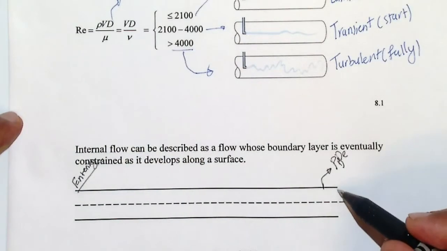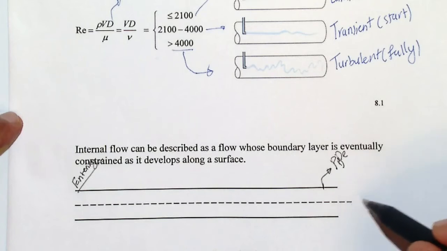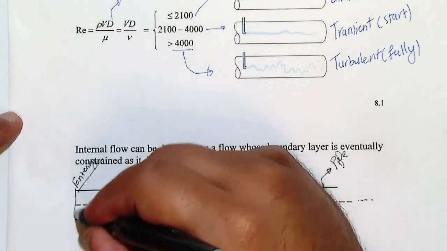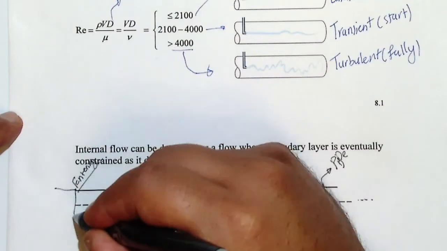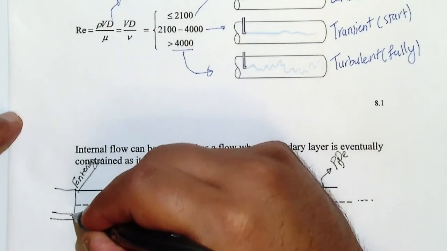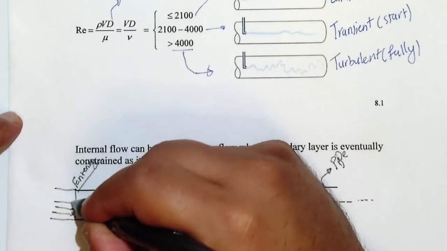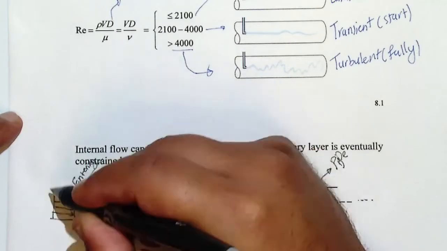Let's say that it is a long pipe. Okay, so at first, when there is no wall there, the flow is uniform, the free form of the flow that comes in.